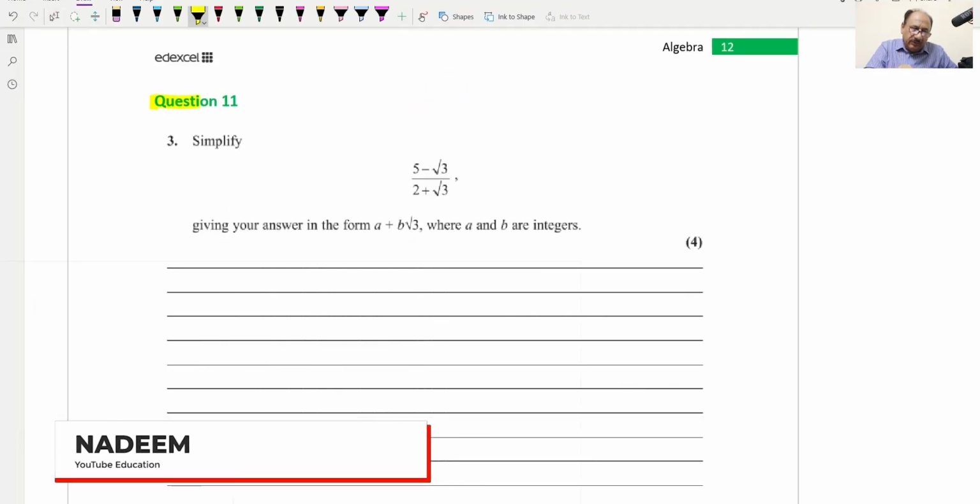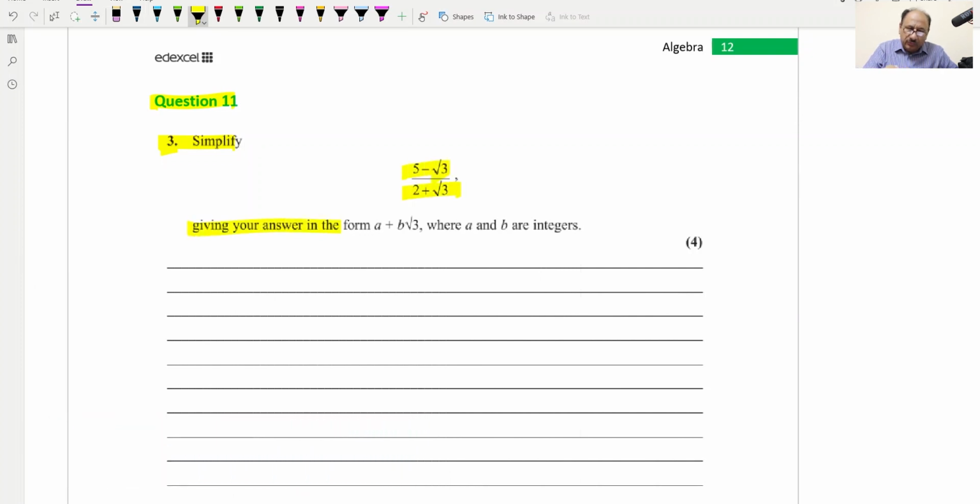Question number 11, which is question number 3 of the past paper, and this one we have to give your answer in the form of this, where a, b are integers. This is a 4-mark rationalization question. So we'll copy (5 minus under root 3) over (2 plus under root 3).